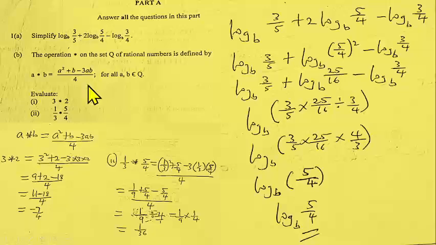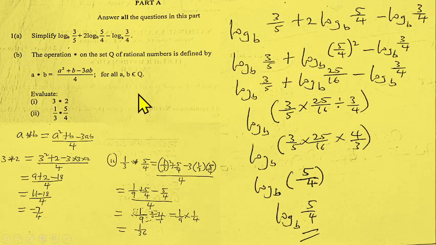The first question is what you are seeing on the screen right now, and question number one has A and B parts. Question number 1A is on logarithm, so we have to simplify this logarithm. And the second question is on binary operation. So let's start with 1A.